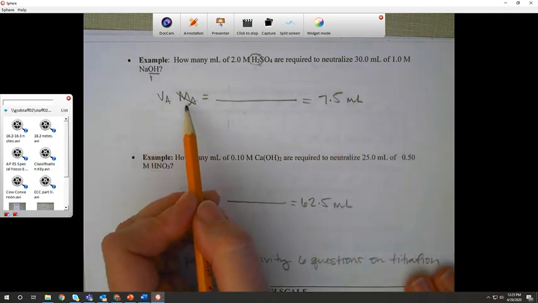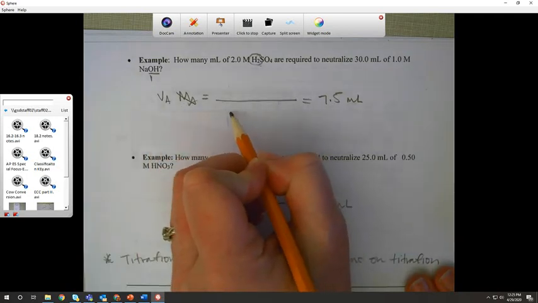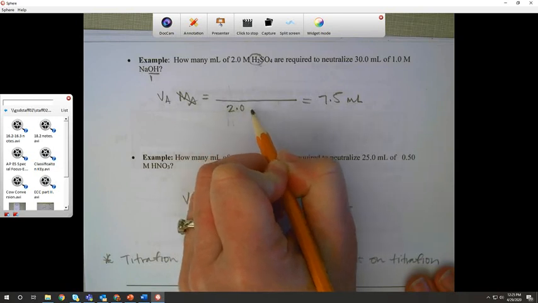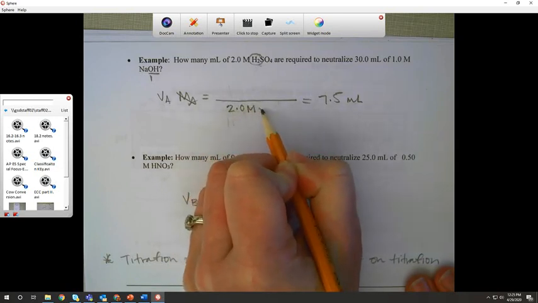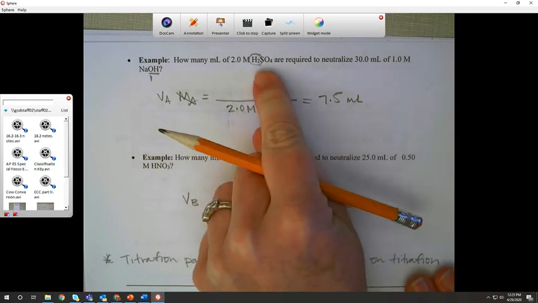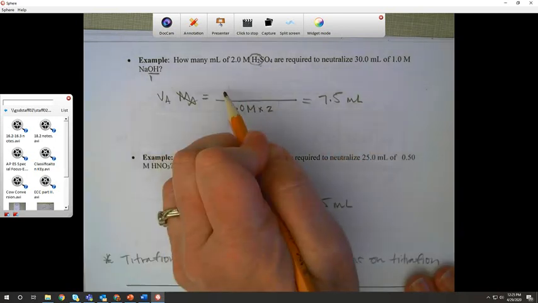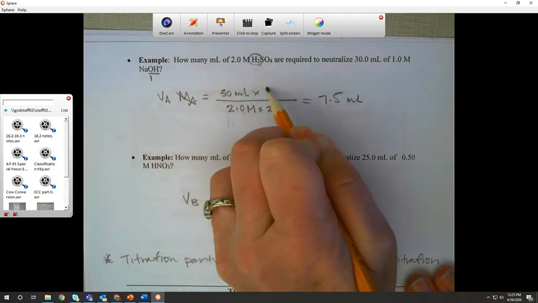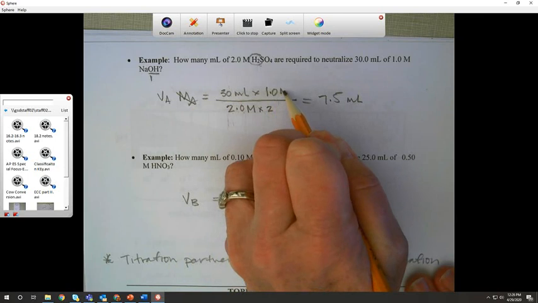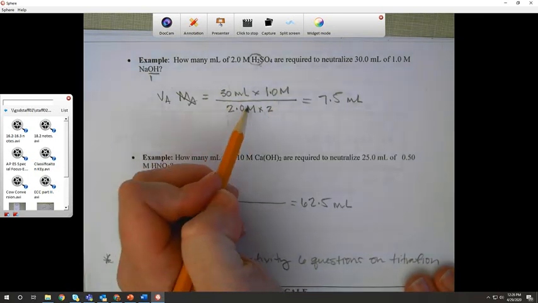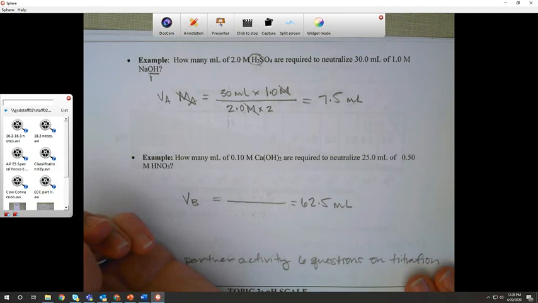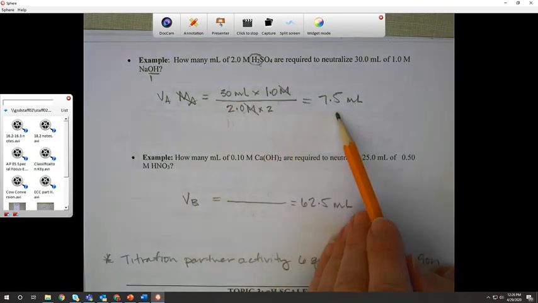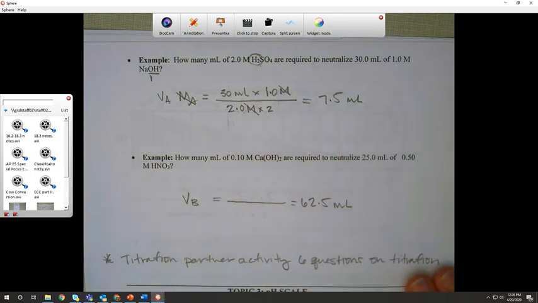So if we have volume of A, we need the moles of A, or acid, on the bottom. So 2.0 times 2, because we have 2 H's. And then on the top, we're going to go 30 milliliters times 1, concentration of 1 molar. We can see the molarities cancel out. Then we just do 30 times 1 divided by 2 divided by 2, we get 7.5. So that's how that one works.